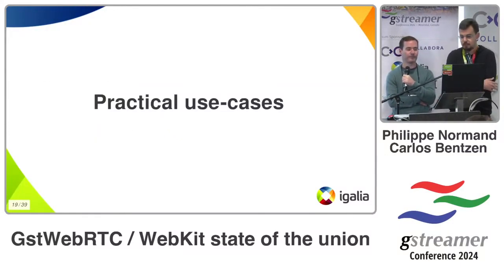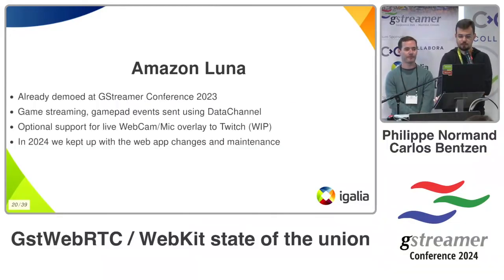Now we can get to some practical use cases, connecting to what we presented before. There are some applications that we've been testing and also making work. One is Amazon Luna, a cloud gaming platform. It was already demoed last year in the GStreamer Conference. This year we kept up with the web app changes. They were changing things in Luna that broke our backend, so we fixed them and made sure that it continues to work.